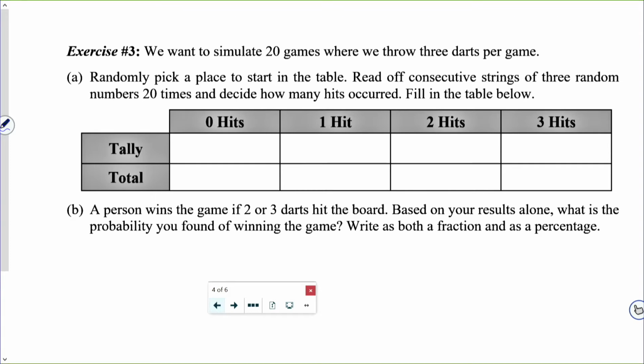So letter A, randomly pick a place to start in the table. I mean, literally, just put your pencil down somewhere in the table and read off consecutive strings of 3 random numbers 20 times and decide how many hits occur. Fill in the table below.